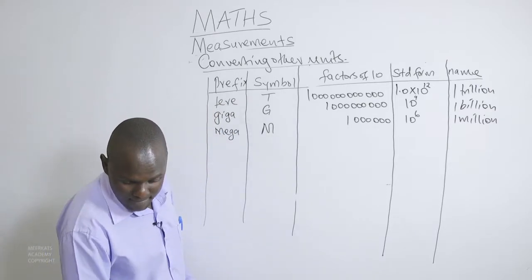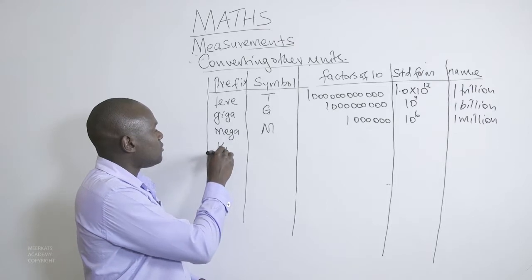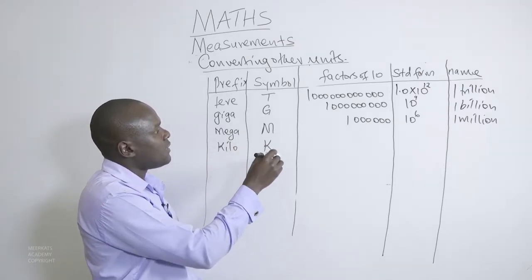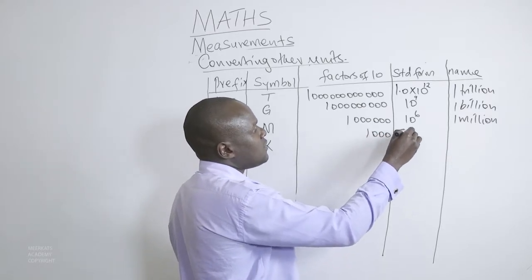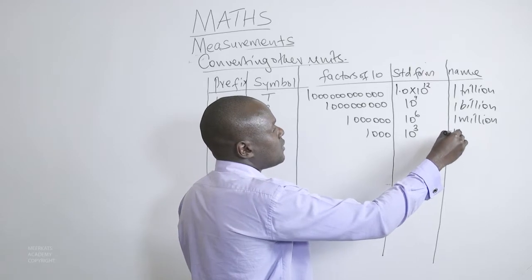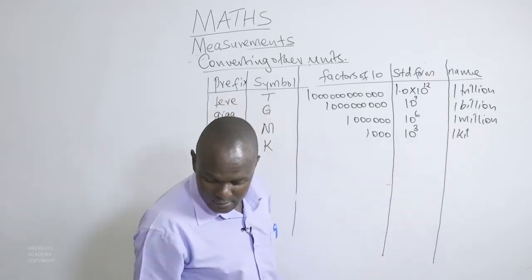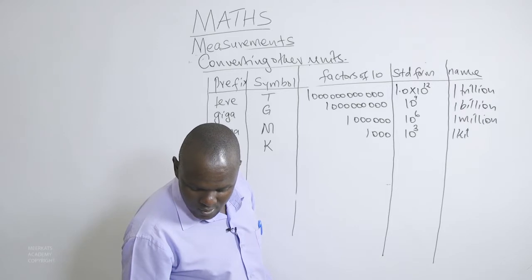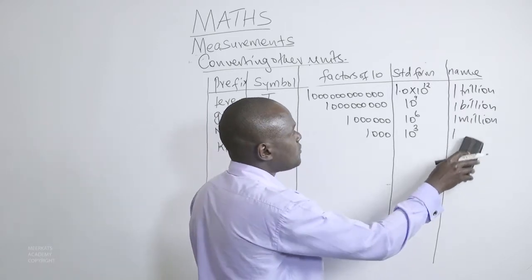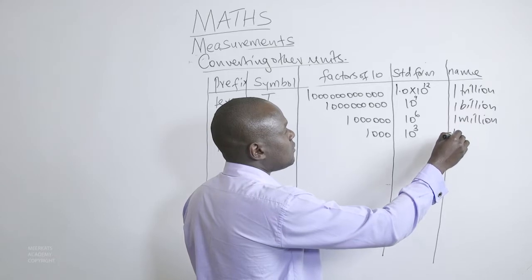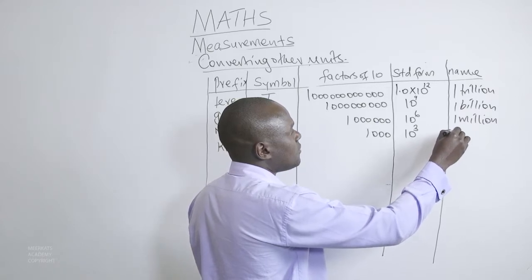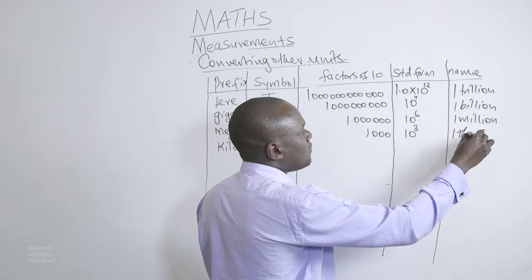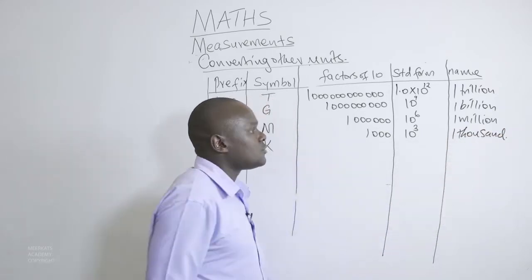The next one is a kilo. Kilo is symbolized by K, and this is 1,000, 3 zeros. It is the same as 10 raised to power 3, and this is 1 kilogram. Kilo means 1,000. When we add on grams, we move to units of mass.